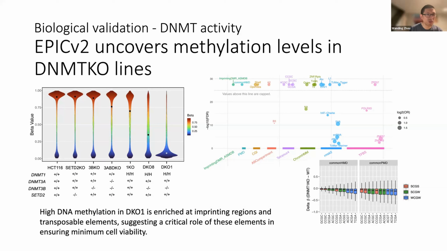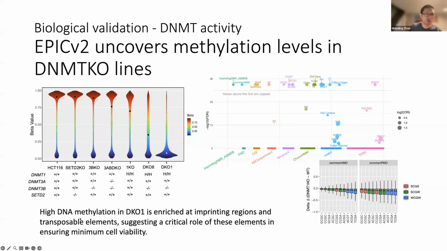This is to show you a validation of this biological variation in the HCT116 cell line and its derivatives with knockouts or hypomorphs of either DNMT1, DNMT3A, 3B, or SETD2 genes. And then you can see that the DKO1 cells with a hypomorph DNMT1 and the loss of DNMT3B show the greatest loss of methylation, while the DNMT1 KO and 3AB DKO do not have significant loss, but they do have some noticeable loss compared to the wild type.